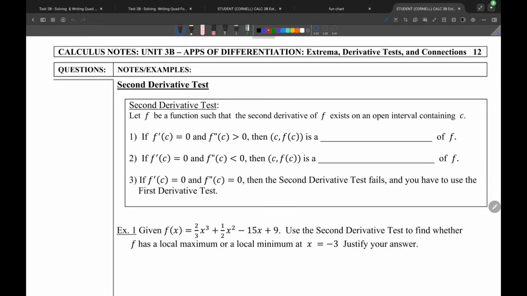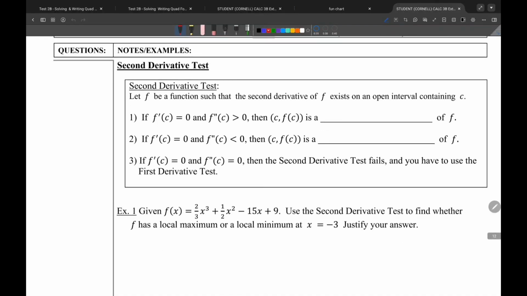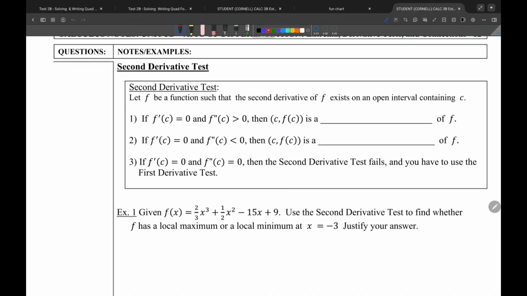Continuing on, we have another test that will give us maximum and minimum values, and that is the second derivative test. This is more information for your cold quiz. And so we have a function such that the second derivative of that function exists on some open interval. So this is some open interval containing some value c, some x-coordinate c.